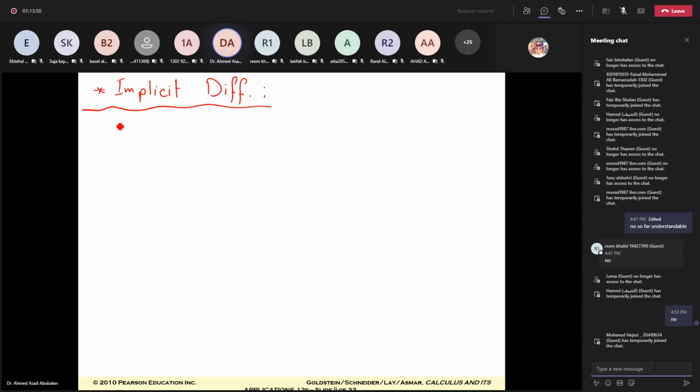Look at the implicit. If we have, for example, x squared, what is the differentiation? The differentiation of x squared equals 2x. Okay? But if we have y squared, the derivative of y squared equals also 2y. But when we find the derivative of any y, it must be multiplied by y prime.